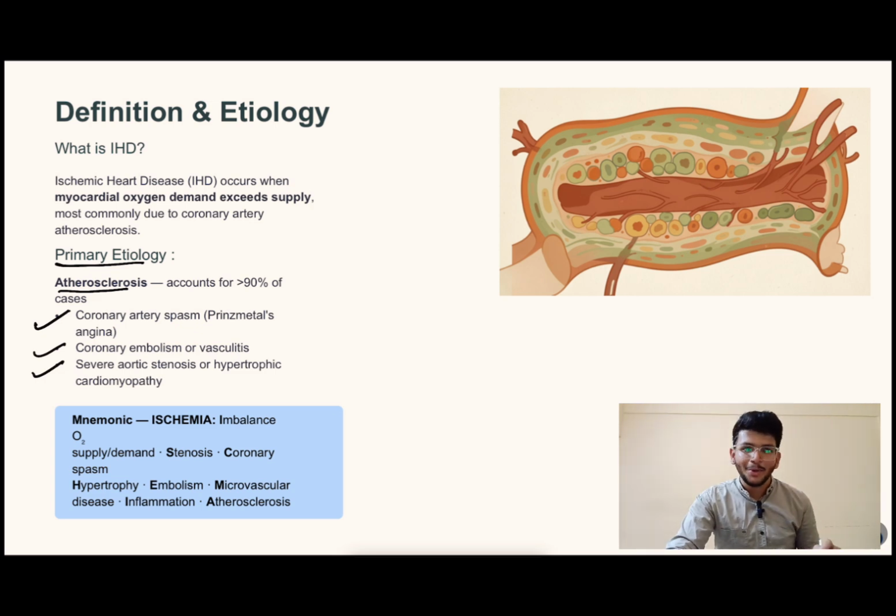Let us learn a mnemonic for it. The mnemonic is ISCHEMIA. I stands for imbalance of oxygen supply and demand. S is for stenosis. C is for coronary spasm. H is for hypertrophy. E is for embolism. M is for microvascular diseases. I is for inflammation and A is for atherosclerosis.